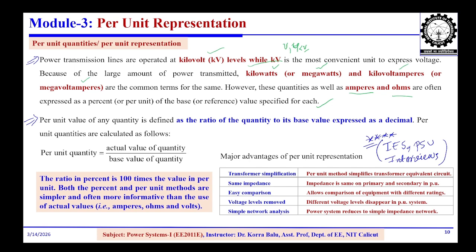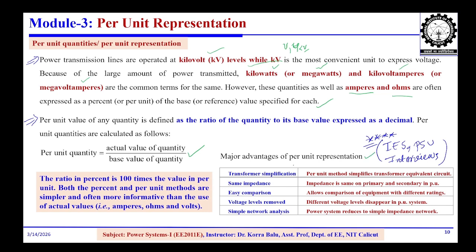So what is the definition of per unit here? The per unit quantity is the actual value of the quantity divided by the base value of the quantity. Then the per unit ratio we can express as a percentage. Whatever the per unit value is, just multiply it by 100 and you get the percentage value. If the given value is in percentage, just divide by 100 and you get the per unit value.